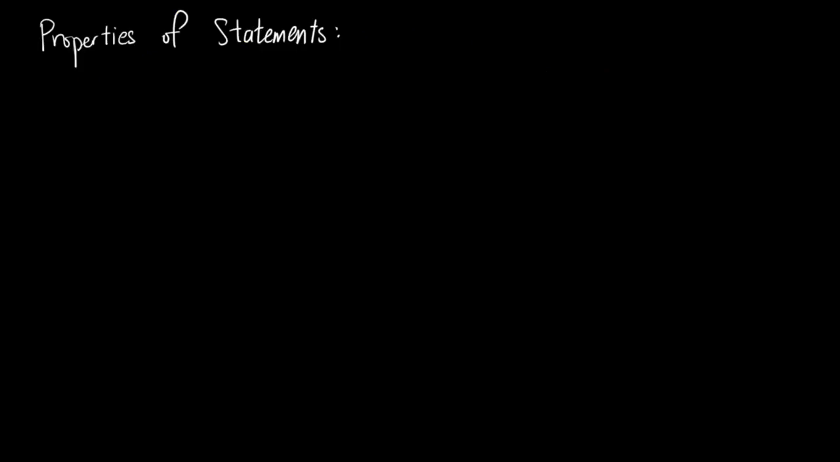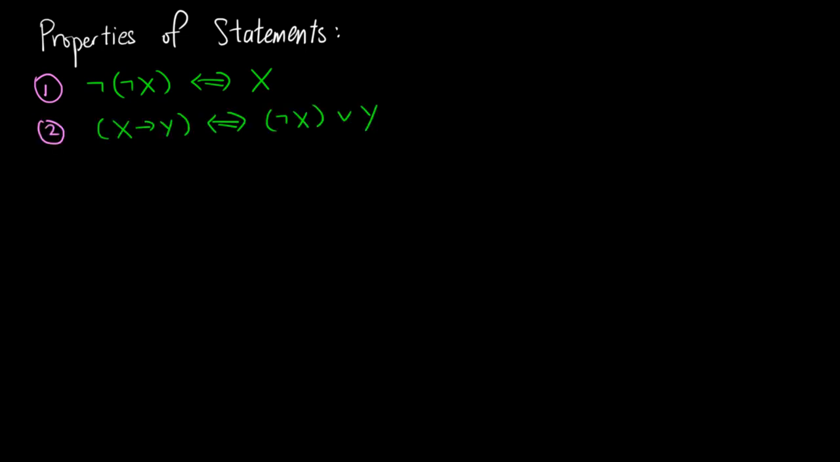Let's wrap things up by writing down some properties of statements. You should be able to notice the similarity of some properties with the properties of sets. The first two properties are not not x is equivalent to x, and x → y is equivalent to not x or y, and we have already proved them using truth tables.